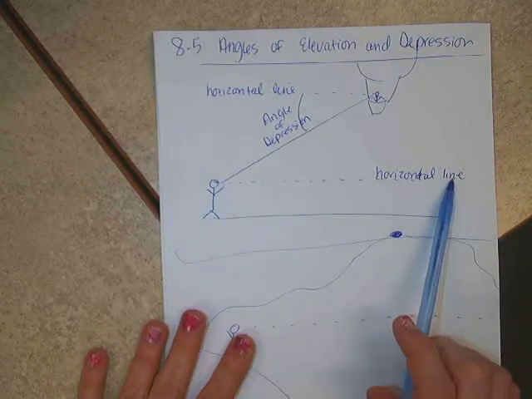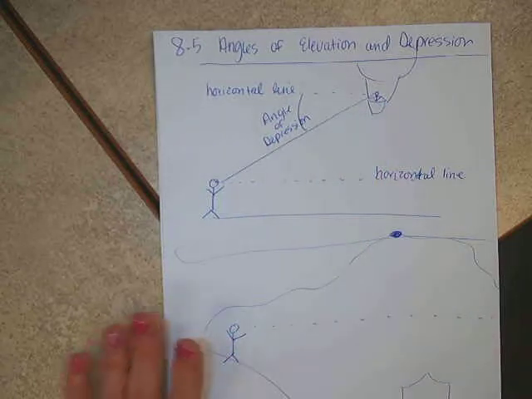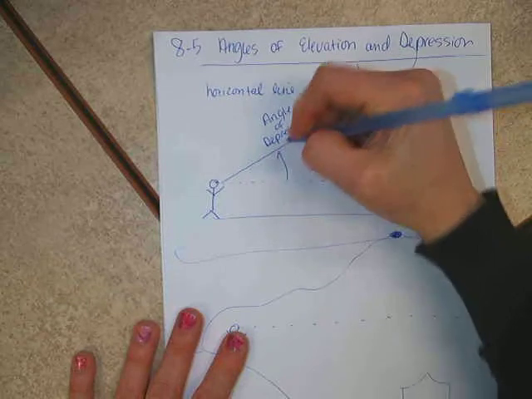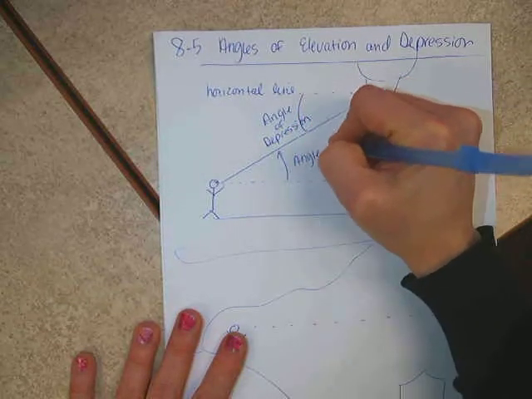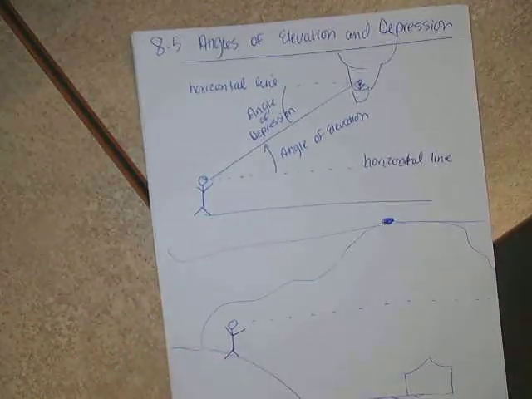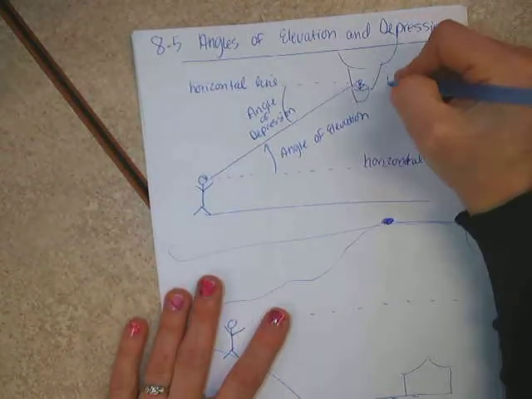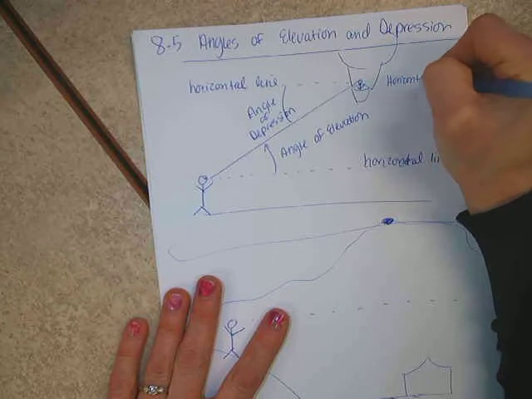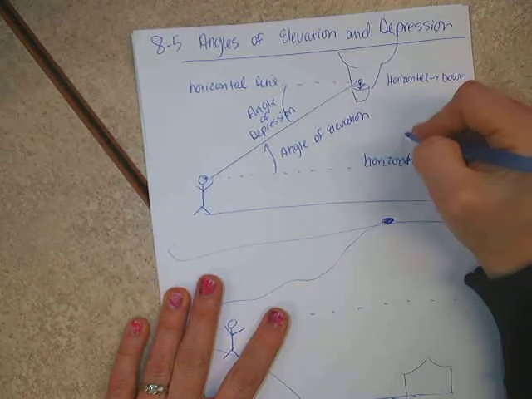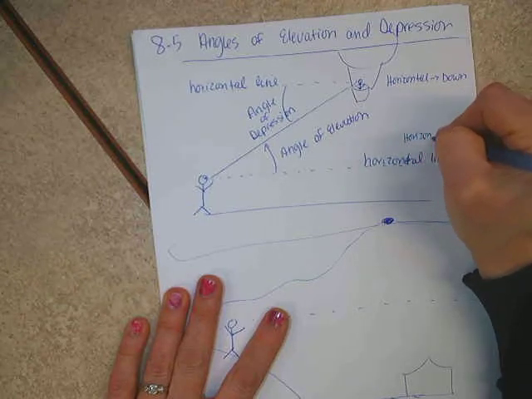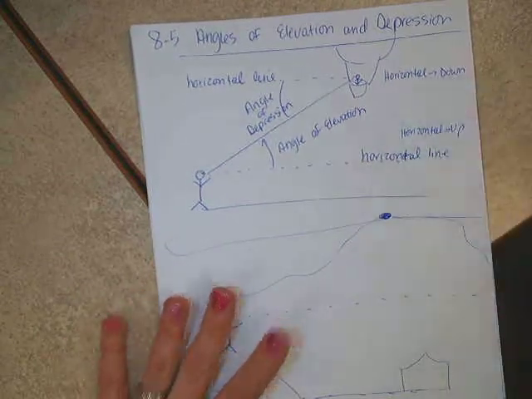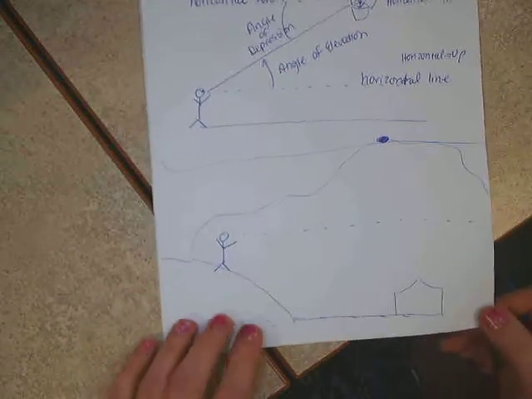Now, if we're talking about from the line of sight of the person on the ground looking up at the person in the hot air balloon, from the horizontal up would be considered an angle of elevation. So, from horizontal down is angle of depression. And from the horizontal up is angle of elevation.